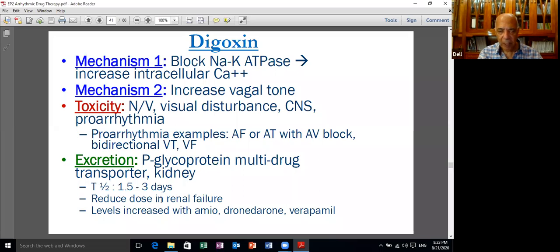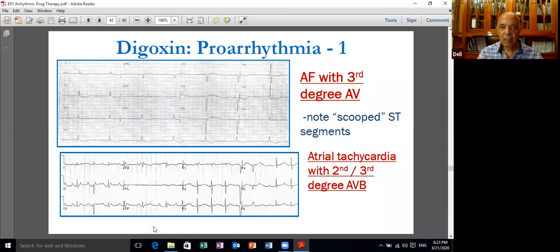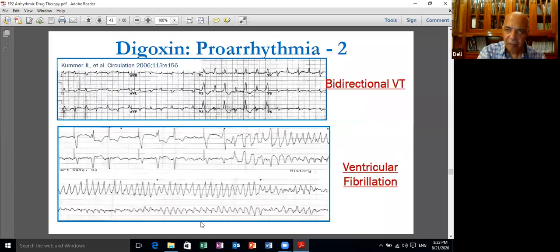Everybody knows that. But you have to know that these 3 drugs, amiodarone, dronedarone, and verapamil, antagonize the P-glycoprotein and consequently increase the level of digoxin. Now, these are various ECGs which show the common pro-arrhythmias resulting from digoxin: atrial fibrillation with 3rd degree AV block, atrial tachycardia with 2nd and 3rd degree AV block, and bidirectional ventricular tachycardia.